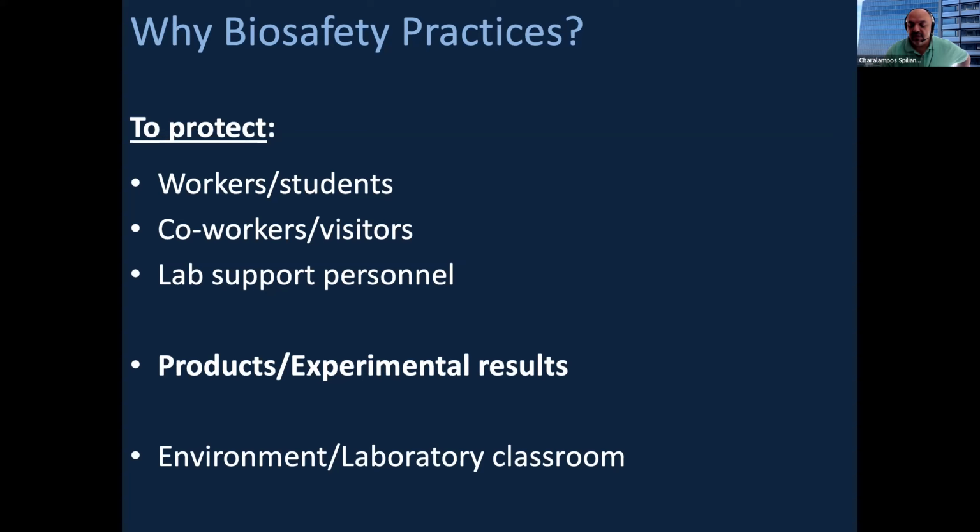Quite importantly, and many people don't pay attention to that, we need biosafety practices to protect the products or, more importantly for basic research laboratories, the experimental results. If you have a contamination, of course, this is going to affect even your experimental results. As I said, certain measures also have to be taken to protect the environment, and here Petros talked a lot about that. So we need certain practices to protect the environment, but also our laboratory or a classroom if we're talking about students.